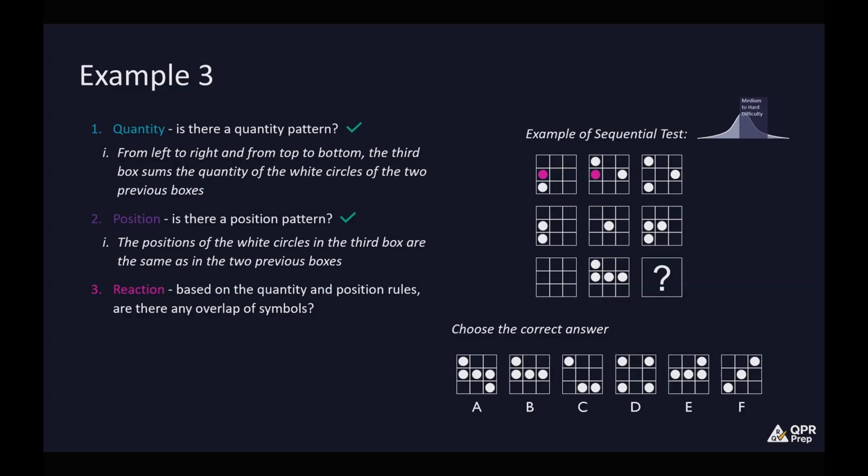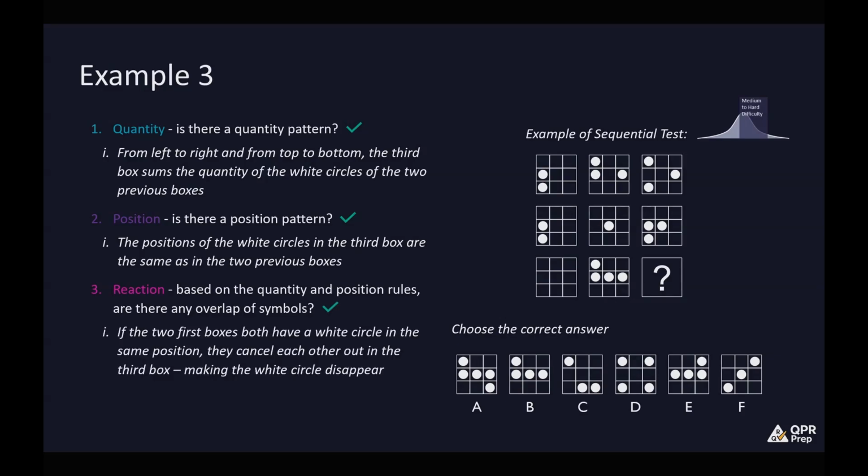In the 3rd box, these 2 circles interact with each other. They meet. And the reaction that happens in this problem is the cancel out pattern, where 2 symbols become a blank. So the reaction rule in this problem is a classic cancel out pattern. This is a very common pattern in questions of higher difficulty. Now when we have all the rules identified, pause the video and see if you can find the correct answer.